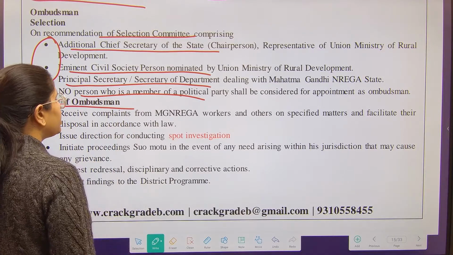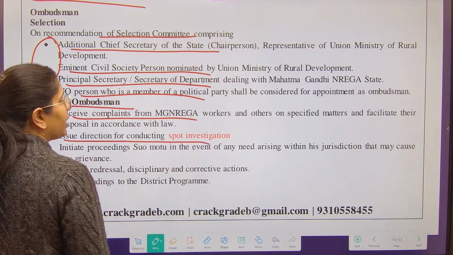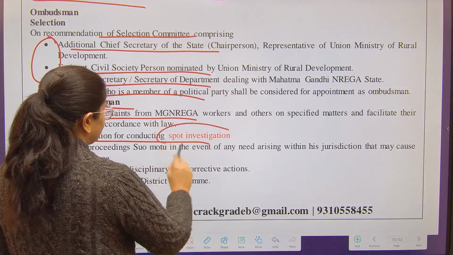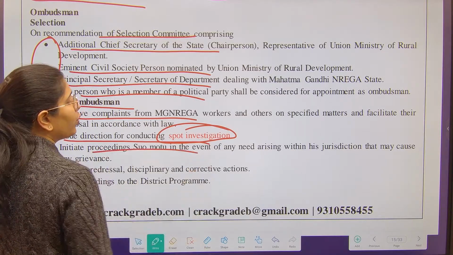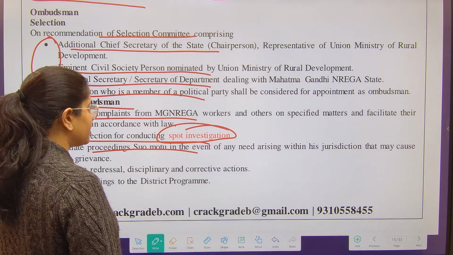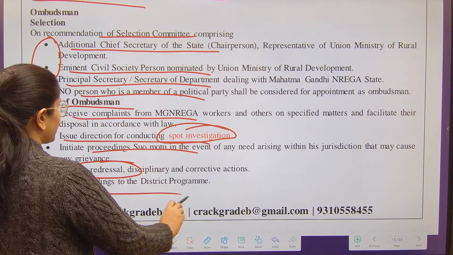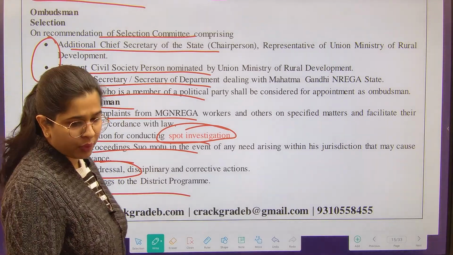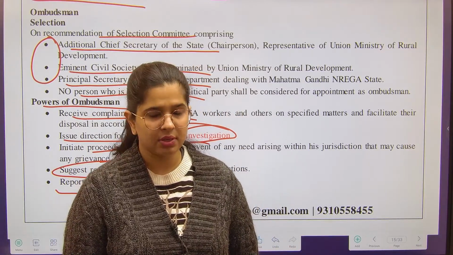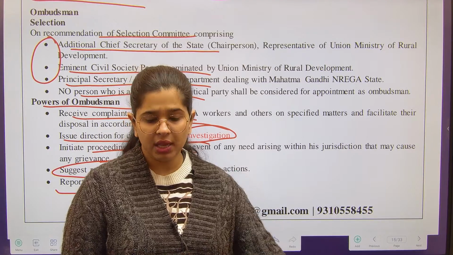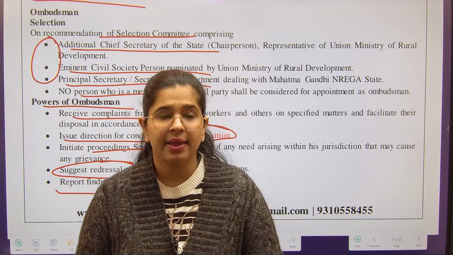What are the powers of the ombudsman? He is going to receive complaints from NREGA workers, issue direction for conducting spot investigation if he feels there is a need for investigation, initiate proceedings suo motu in the event of any need arising within his jurisdiction, suggest redressal, disciplinary as well as corrective actions, and report the findings to the district programme coordinator. So this was the provision for the ombudsman. The ombudsman is the person who receives complaints from workers, as well as conducts any kind of investigation if he thinks that it is important.